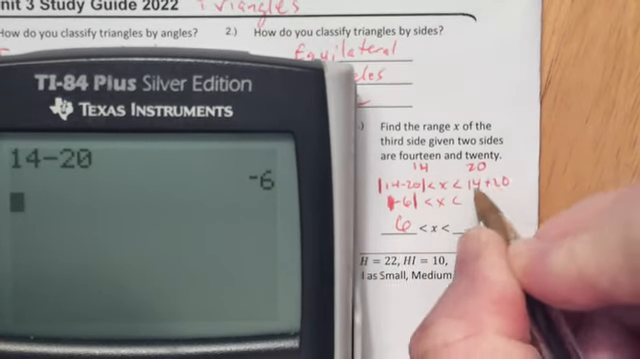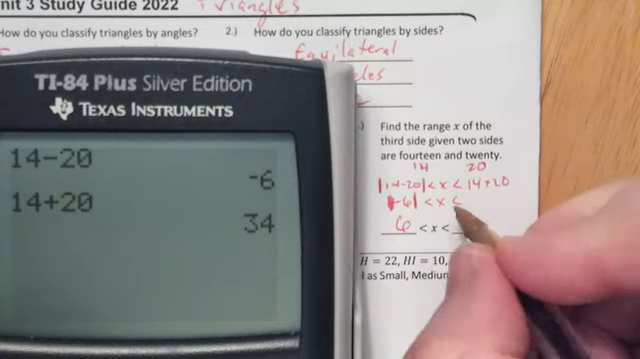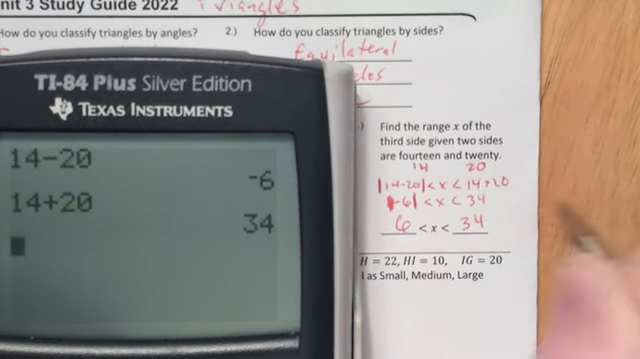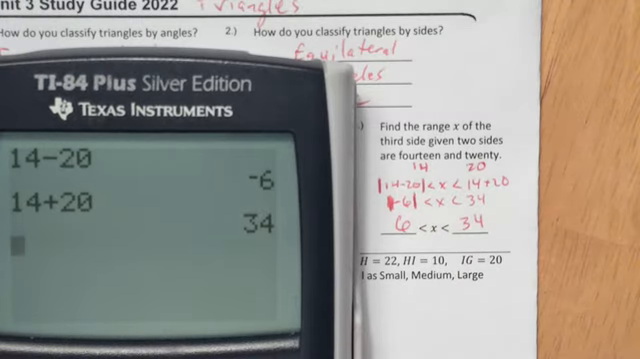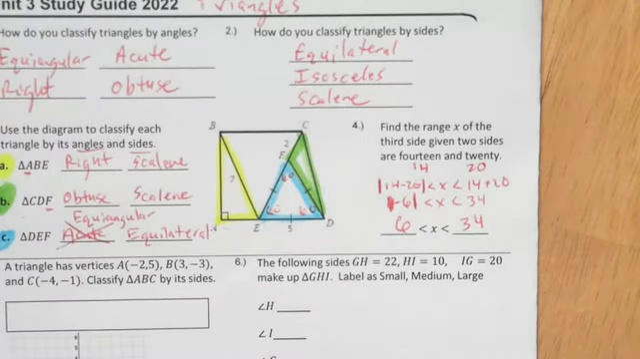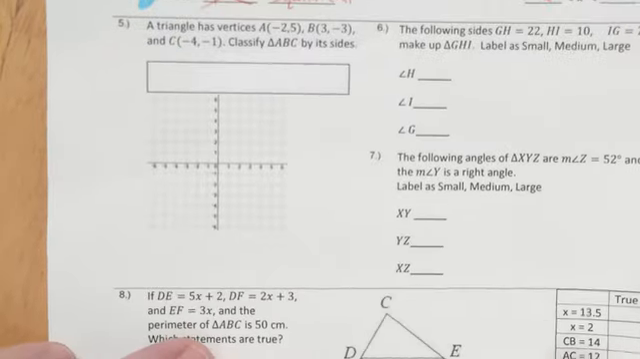is less than x, which is less than 14 plus 20, and we get 34. So this right here is 34, and that is our range. So 6 is less than x, which is less than 34, and that's our answer. All right, so now number 5.